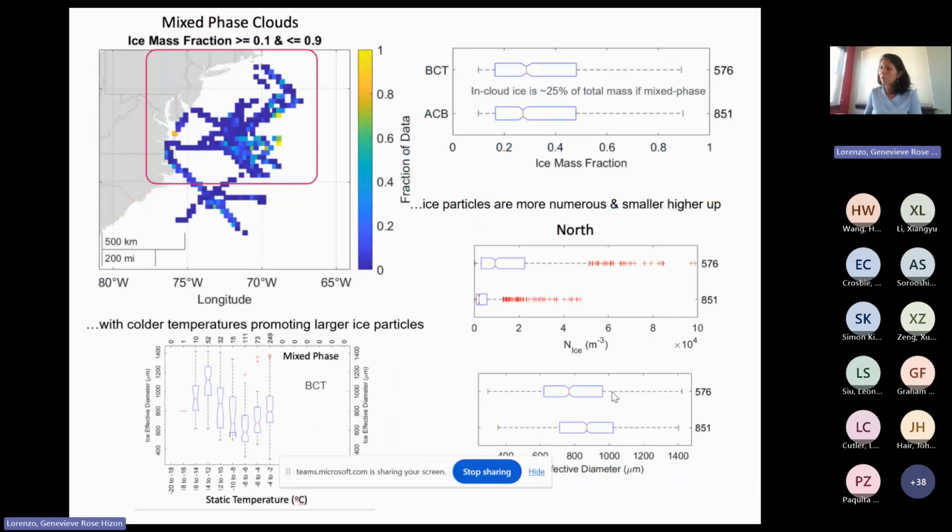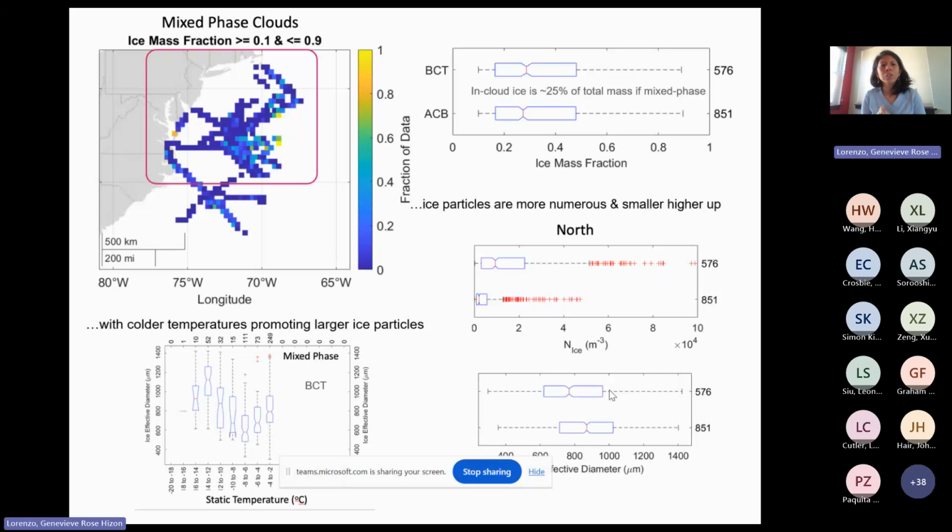So spatially, how are the mixed clouds distributed during ACTIVATE? We have a map of the mixed phase clouds. These are the data with ice mass fraction just between 0.1 and 0.9, and the colors show the fraction of the data that are mixed phase. The yellow ones, where there's a lot of mixed phase, occur farther away from the shore and in the northern portion of the ACTIVATE area, where the cloud tops are colder.